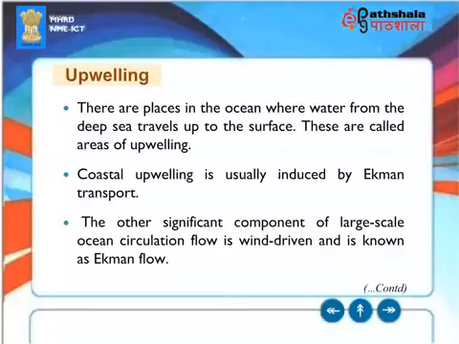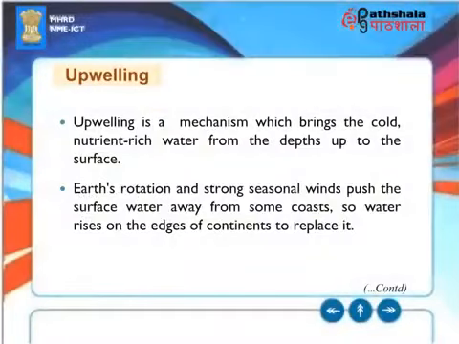Upwelling. There are places in the ocean where water from the deep sea travels up to the surface. These are called areas of upwelling. Coastal upwelling is usually induced by Ekman transport. The other significant component of large-scale ocean circulation flow is wind-driven and is known as Ekman flow. Upwelling is a mechanism which brings the cold, nutrient-rich water from the depths up to the surface.